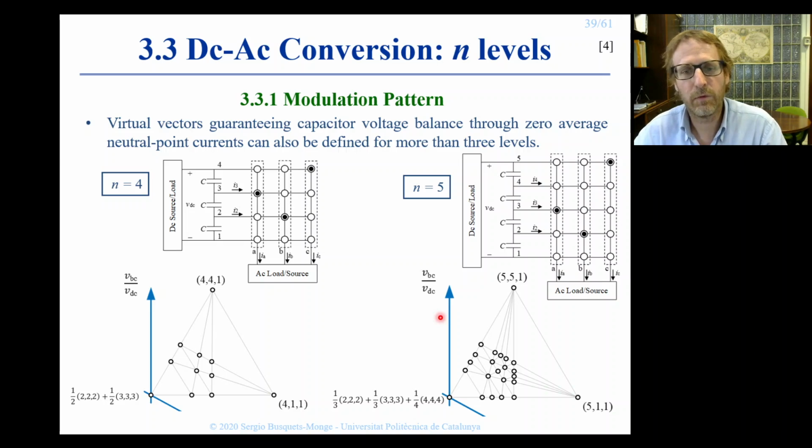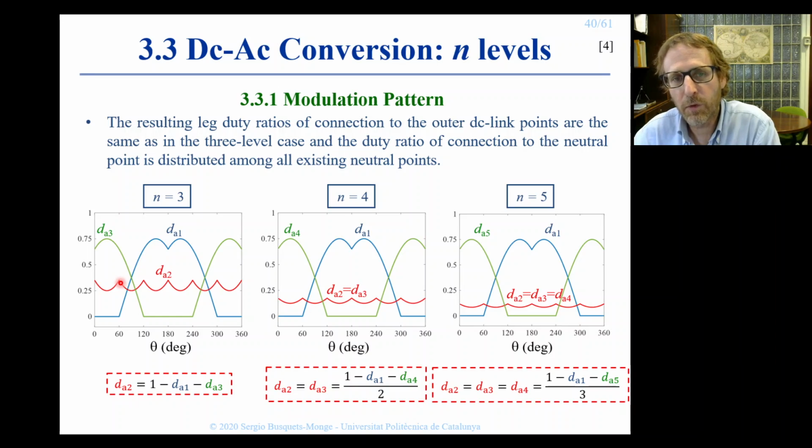If we use these vectors to define a pulse width modulation strategy, surprisingly, the leg duty ratio waveforms we obtain are very similar to the 3-level case. In fact, the leg duty ratio waveforms of connection to the outer extreme points, DA1 and DAN, are exactly the same as in the 3-level case. The only difference is regarding the duty ratio of connection to the neutral points. The duty ratio of connection to the neutral point in the 3-level case is now split into all possible neutral points.